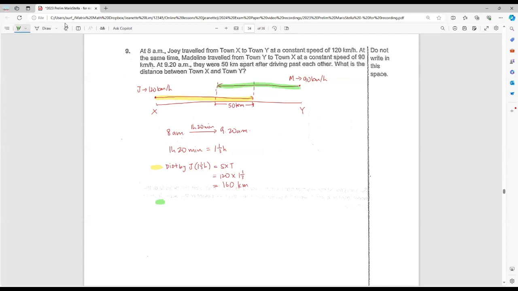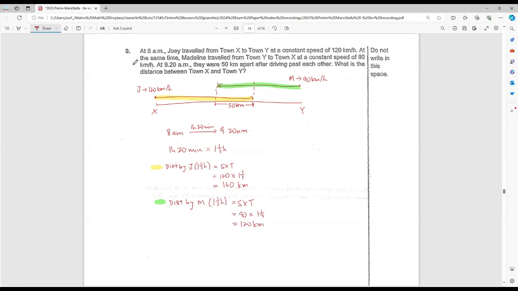So this part here, distance by M in 1 1/3 hour. So same thing, speed times time. Speed is 90, time is 1 1/3. So this is 120 km.